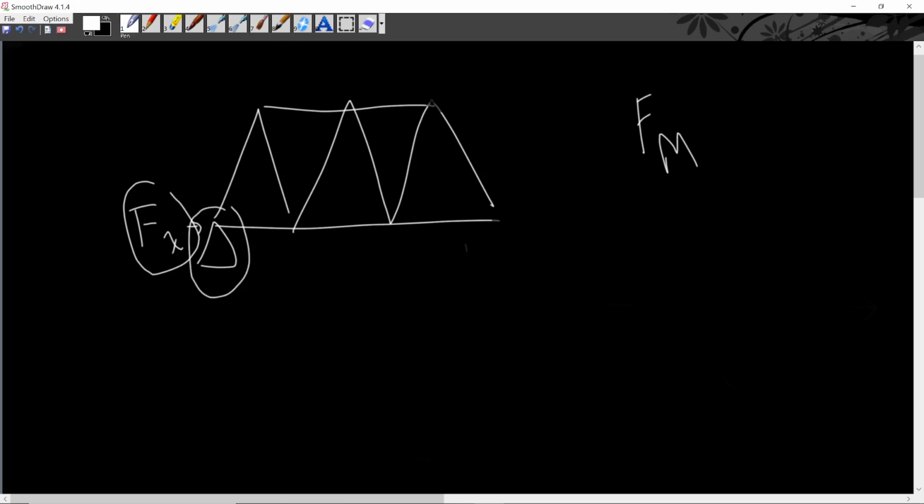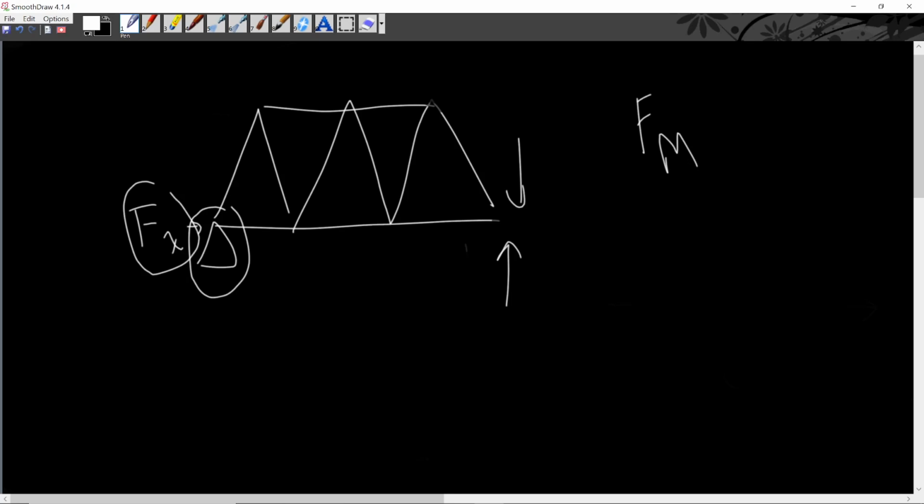Usually, or not usually, for our purposes, it's almost always going to be that pin. But the moment is if you have some type of force acting upwards, let's say. It could be downwards, it could be anywhere, right here. The force M is the force that is rotating the entire truss.